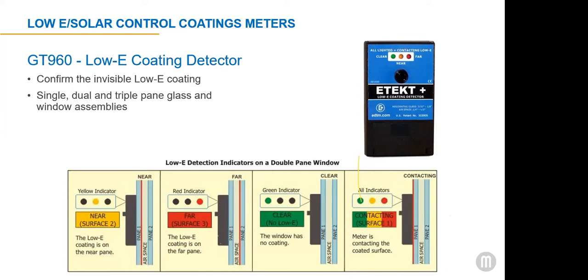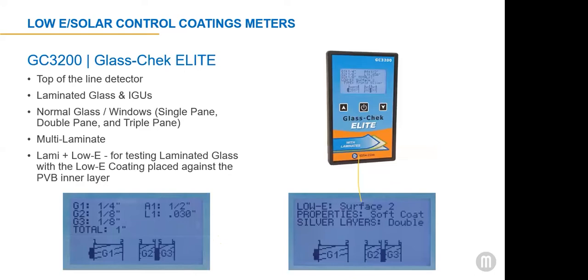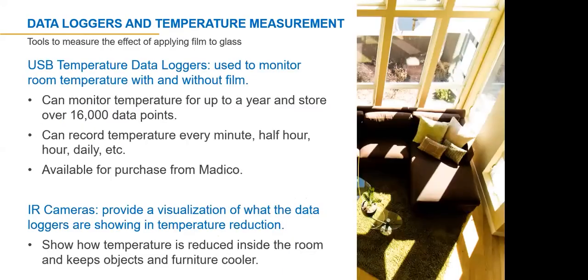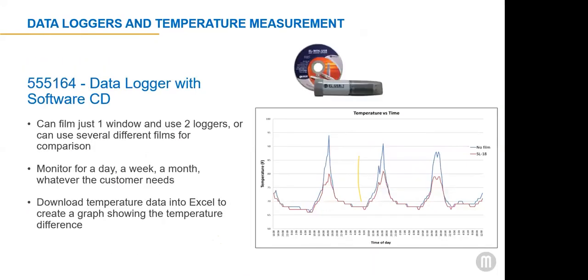And then there's another question about data loggers, Jesse. It says, when using a data logger, is it efficient to leave the data logger with side-by-side glass, one with film and the other without, or just by room? So with the data loggers, this wasn't a full installation instruction, just to give you an idea of what you can do with the tool.